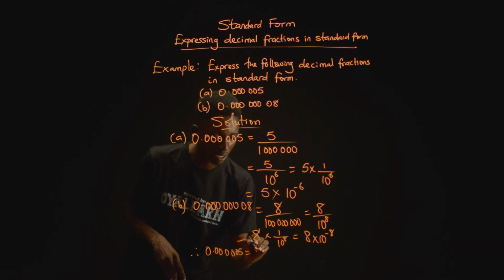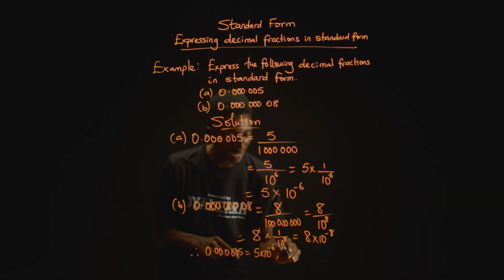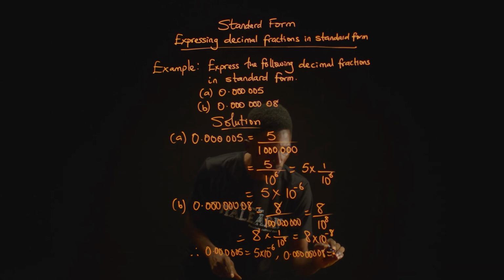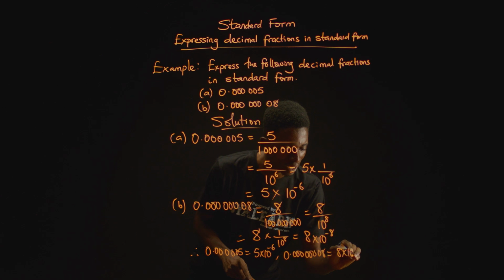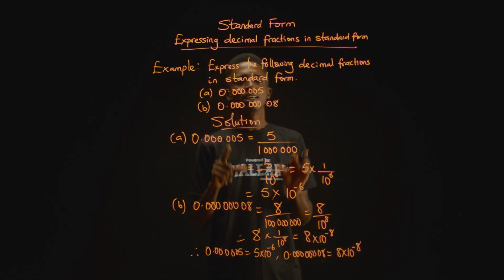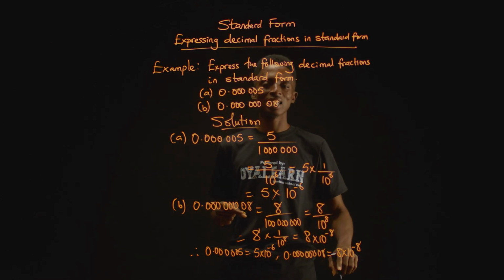Therefore, in our conclusion, we then say 0.000005 equals 5 times 10 raised to the power minus 6, and then 0.0000008 equals 8 times 10 raised to the power minus 8. And that's how we convert a decimal fraction like this into its standard form.